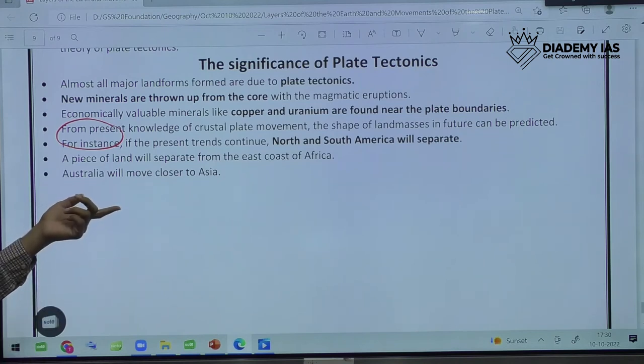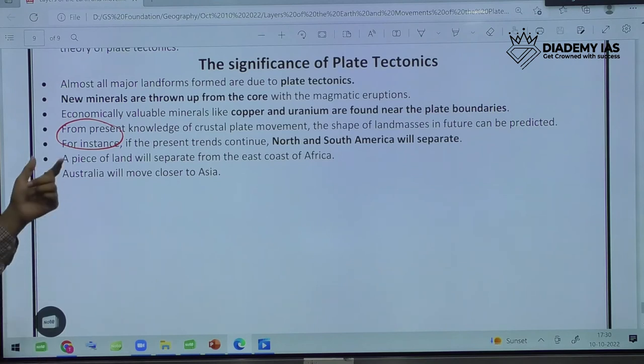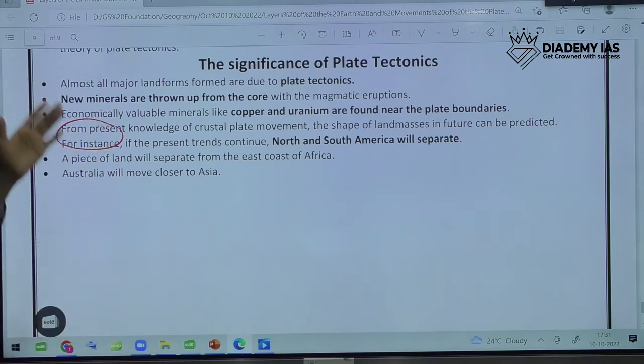If you know history, this is the importance. You can enjoy geography also. North and South America will separate. A piece of land will separate from the east coast of Africa. Now imagine Persian Gulf and Red Sea. So they are moving. Now someday they may separate. Or in the African eastern side also there is Rift Valley, Nile River. Near there, like the Mid-Atlantic Ocean Ridge, there is a huge ridge. So it may separate Africa also into two pieces. Australia will move closer to Asia.